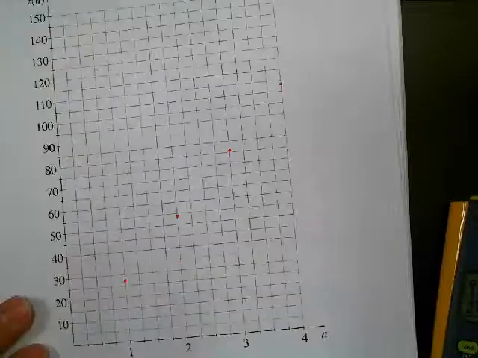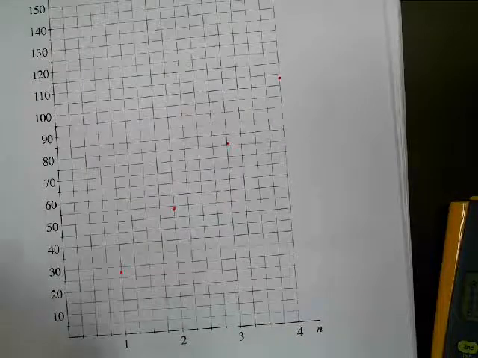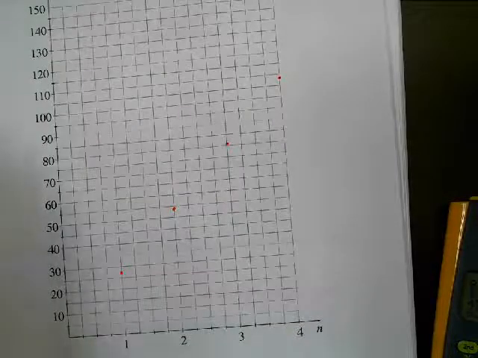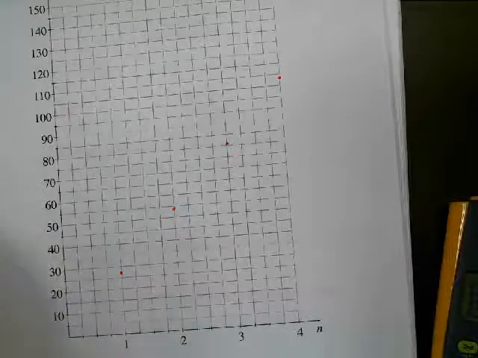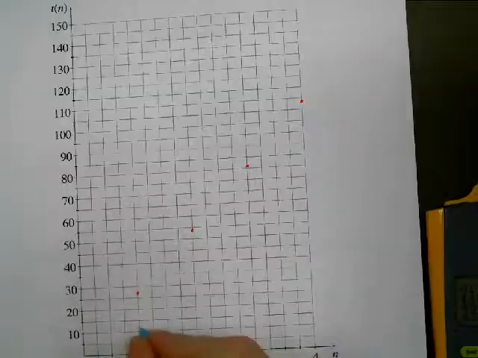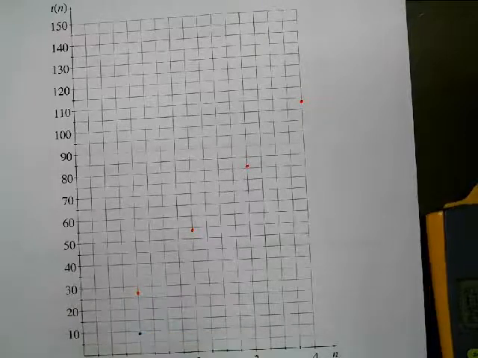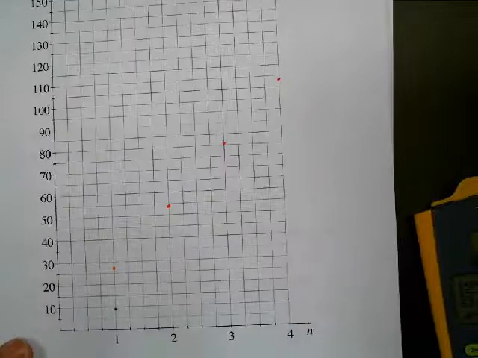All right, we can see there, yeah, looks pretty linear. Sweet. Let's do the next one in light blue. So sequence B is going to be in light blue here. So it's 1, 9. It starts way down here. We're just going to look and see how these grow compared to each other.